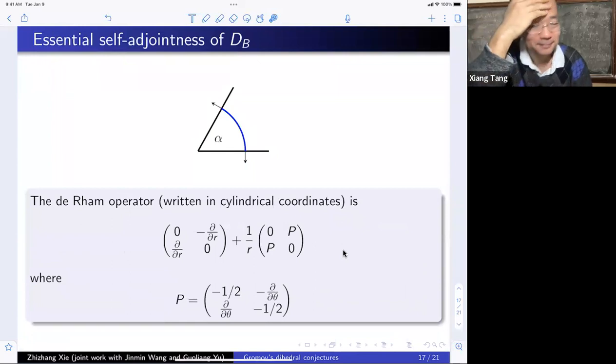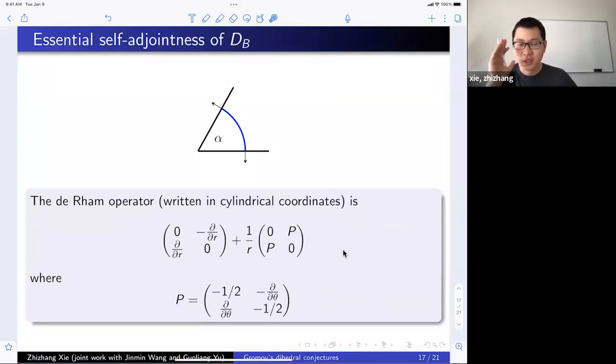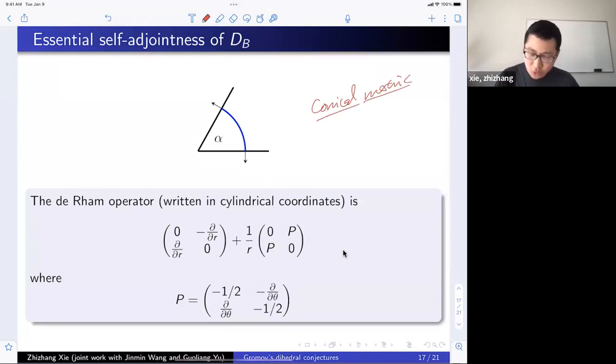So how you show the essential self-adjointness of the operator is done by some computation. Of course, in conic metric, we have to use some conical metric analysis. This is what we learned from Cheeger and other people after him. So let's look at the simplest case. Let's look at the standard cone, just some sector, in the 2-dimensional case.